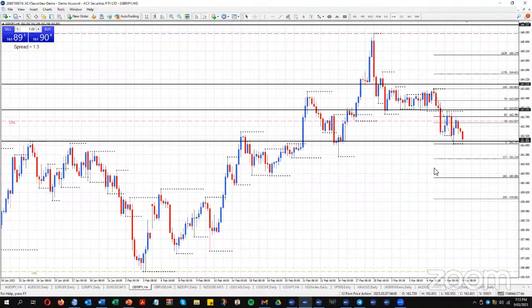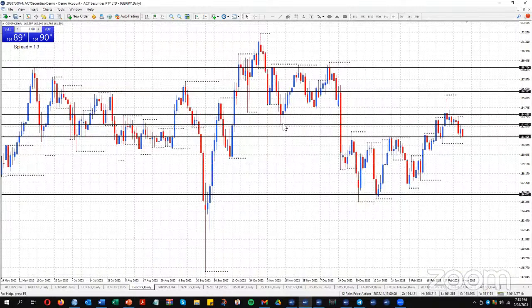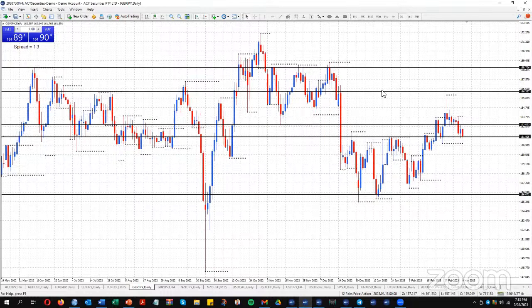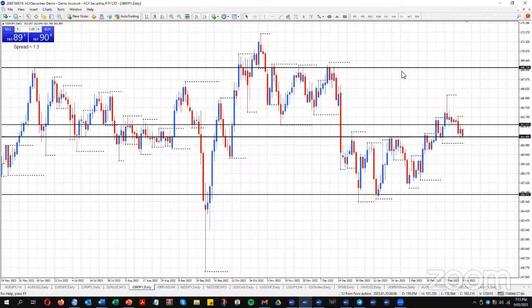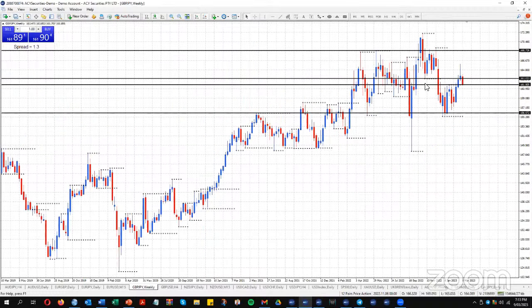Now, on Tuesday's webinar, I was discussing this weekly level of support. This is a weekly low here. I can just tidy this up a bit. Move to the weekly chart. We have a low here and a high here.